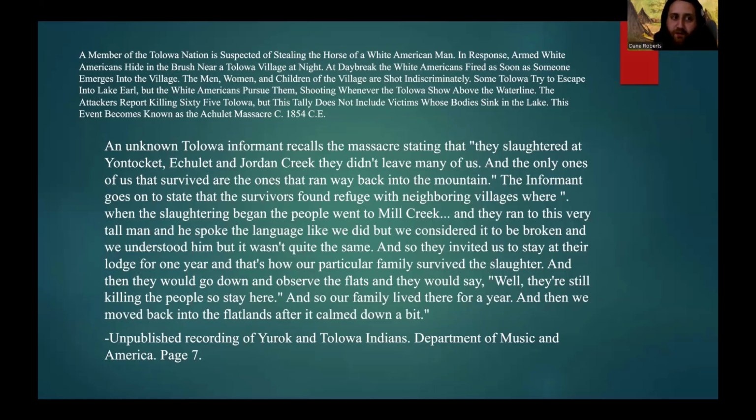Some Tolowa tried to escape into Lake Earl, but the white Americans pursued them, shooting whenever the Tolowa showed above the waterline. The attackers reported that they killed 65 Tolowa, but this tally did not include the victims whose bodies sank into the lake, with this event becoming known as the Ashulet Massacre.